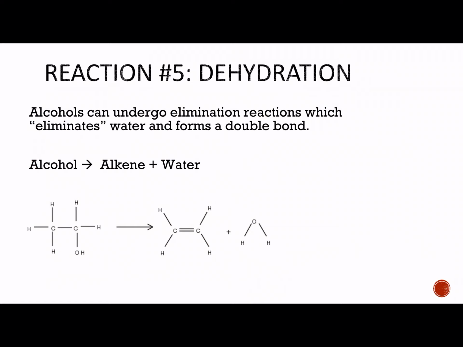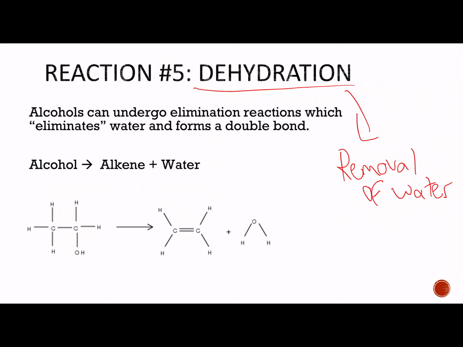Finally, dehydration. Alcohols can undergo elimination reactions which eliminate water and form a double bond. So dehydration means removal of water. We actually saw this in chapter 16. We saw dehydration was a form of elimination. So dehydration is simply a form of elimination.